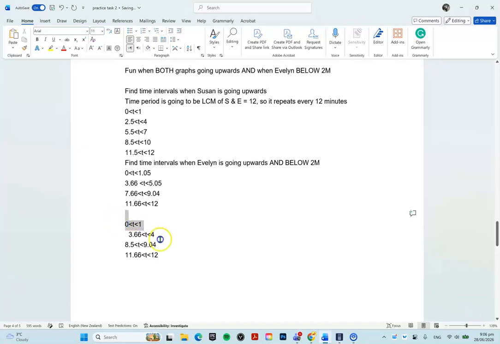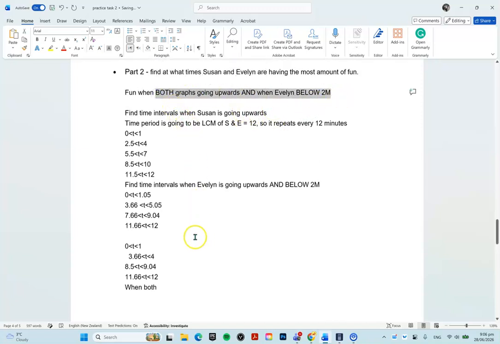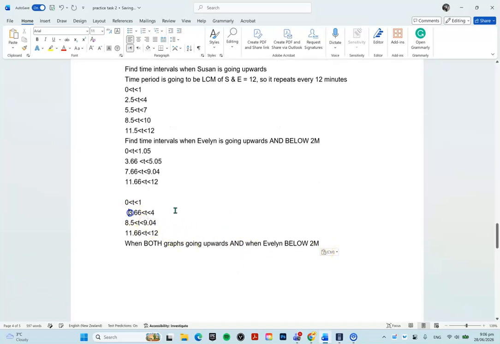And these are all the ranges when both graphs are going upwards and when Evelyn is below 2 meters. And to generalize it, you add plus 12n, where n is an integer: 0, 1, 2, 3, 4, and so on. You need to have this bit here if you want to get excellence. And all you do is simply add this 12n to all these intervals.